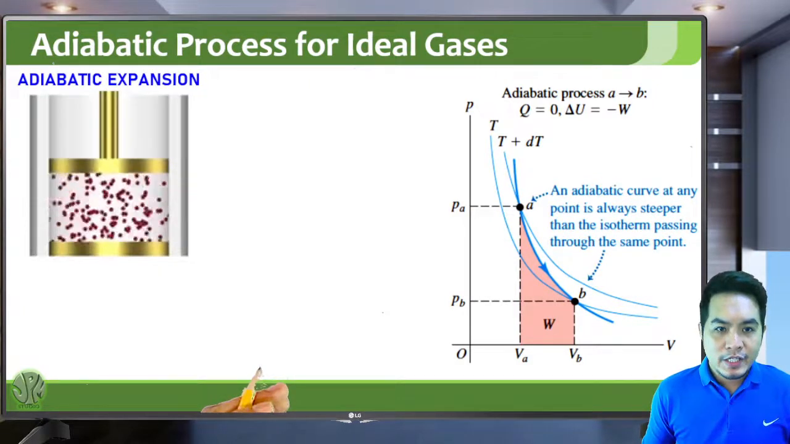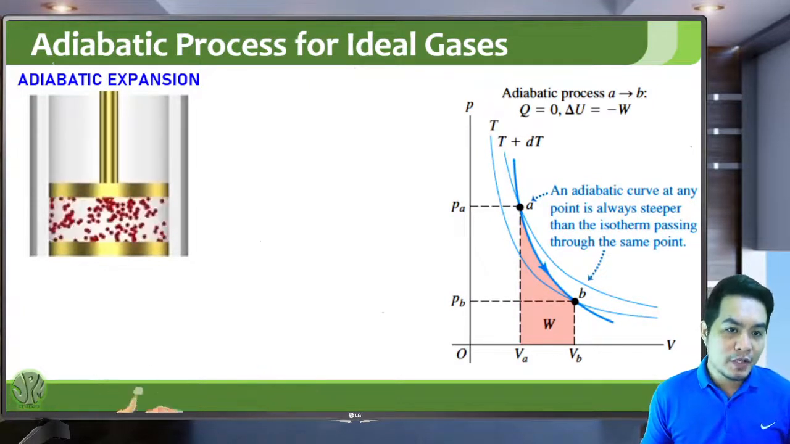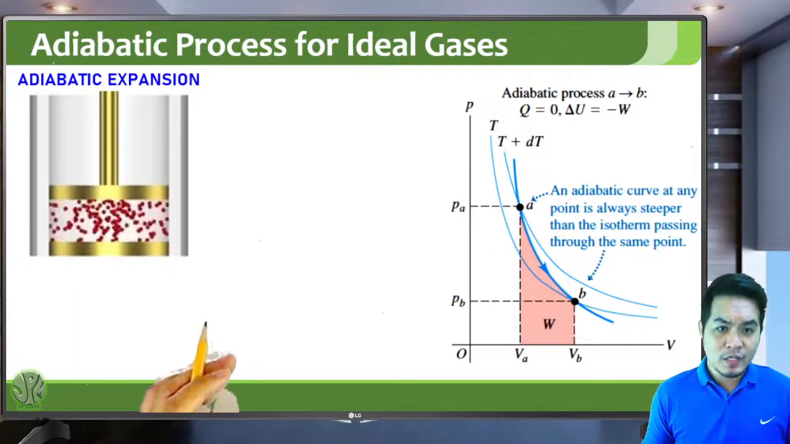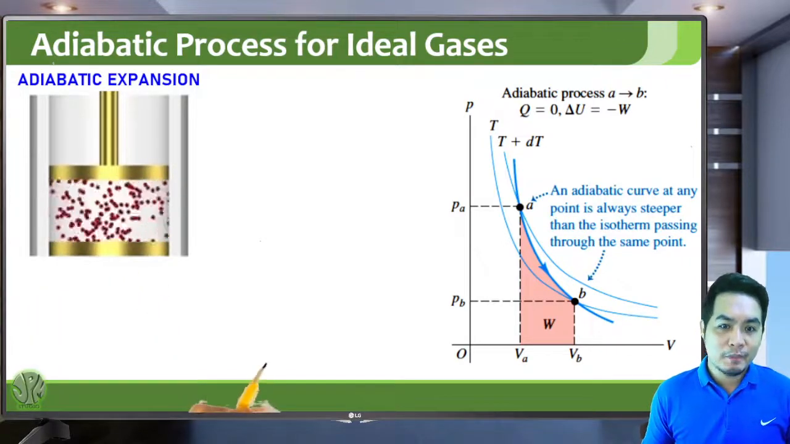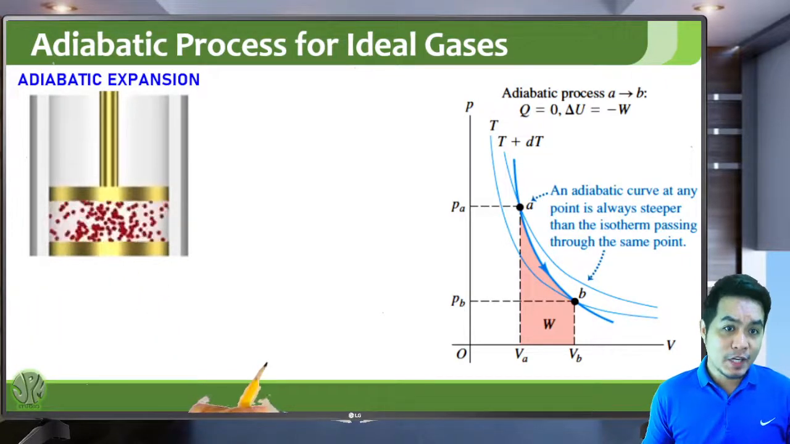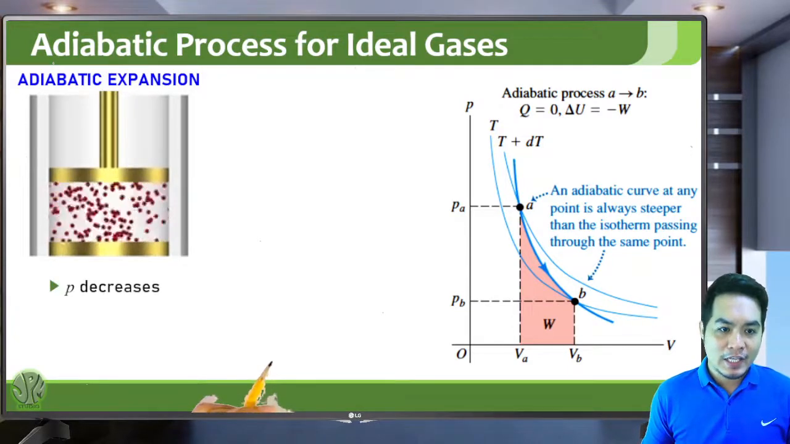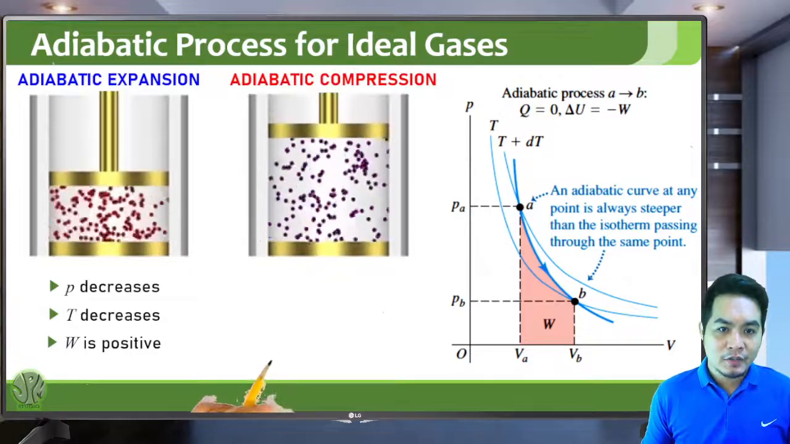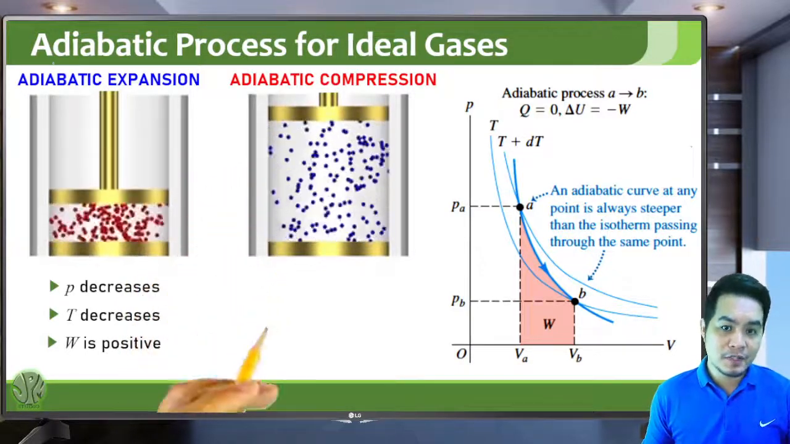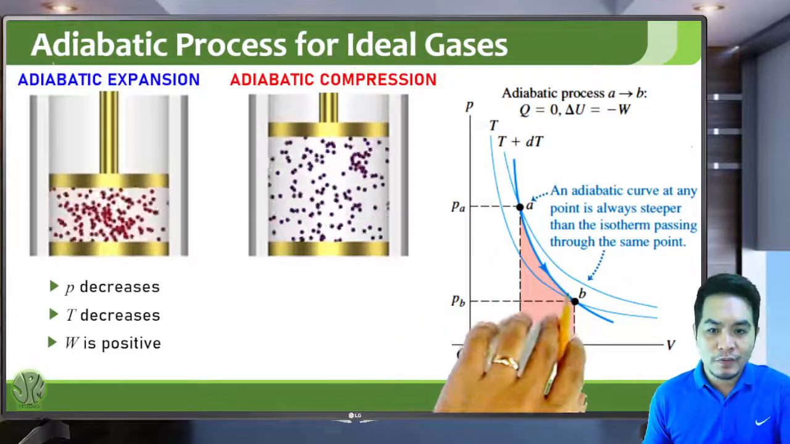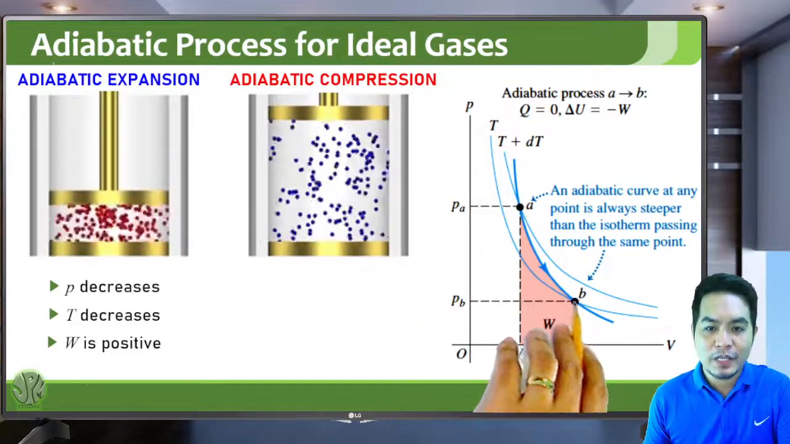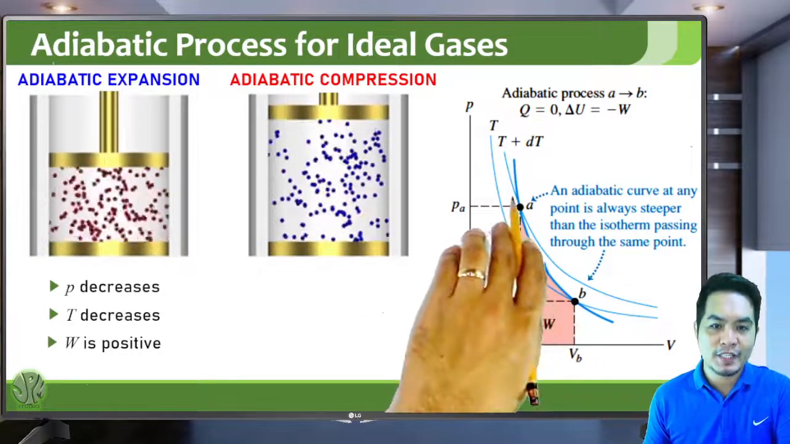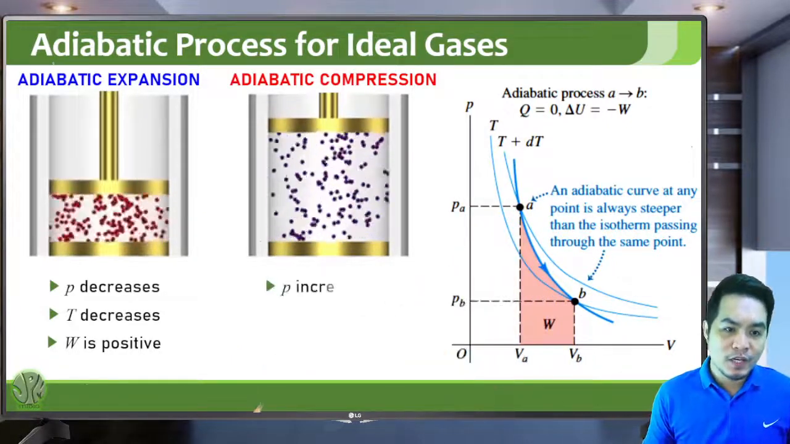So this is a sample image of adiabatic expansion. The gas expands, and when the gas expands, the temperature decreases and the pressure decreases. And in an adiabatic compression, on the other hand, the volume decreases since it's a compression, but the pressure increases. So the reverse of this path here from B to A is an adiabatic compression. So the volume decreases, but the pressure increases, and the temperature also increases.